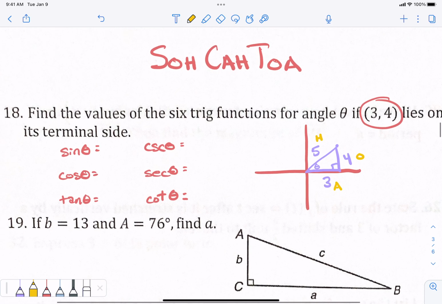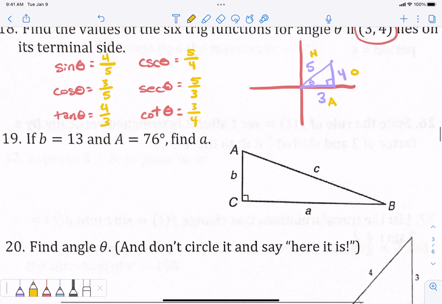So SOH. What's OH? 4 over 5. That means cosecant is 5 over 4. All right, cosine. Adjacent over hypotenuse? 3 over 5, and secant is 5 over 3. And tangent, OA: 4 thirds, and cotangent is 3 fourths. Yep, there they are. That's all 6 trig functions. Okay, good? Great. Moving on. All right, I'll scroll down.